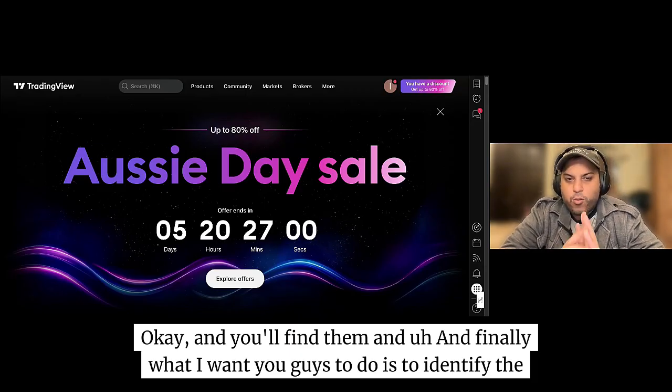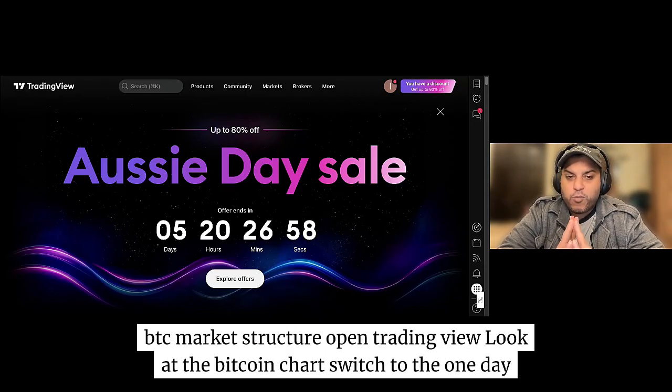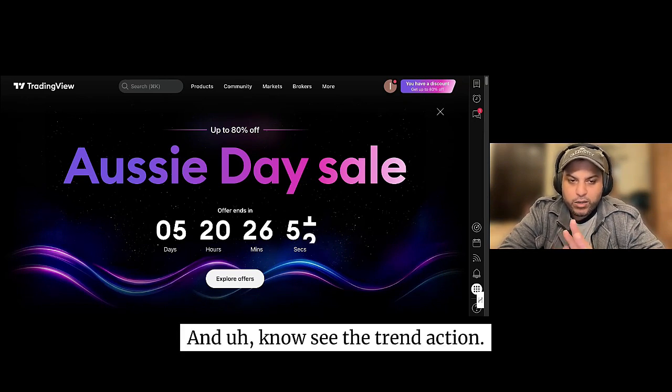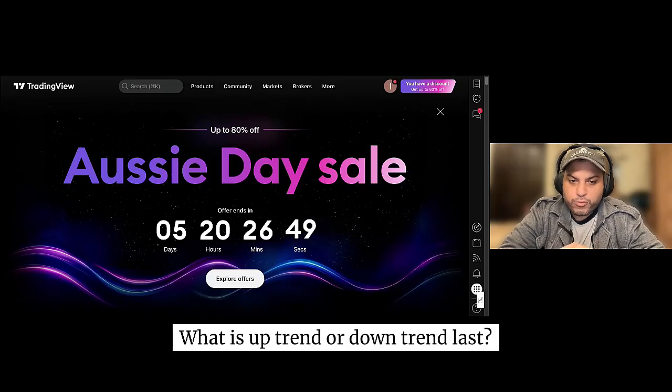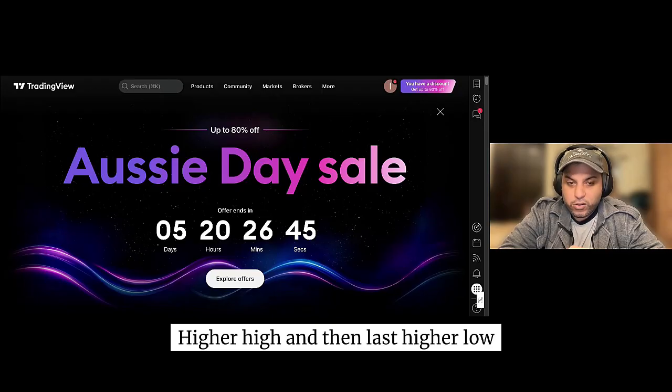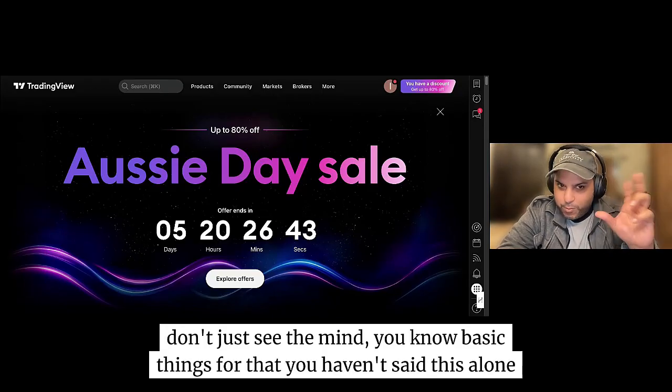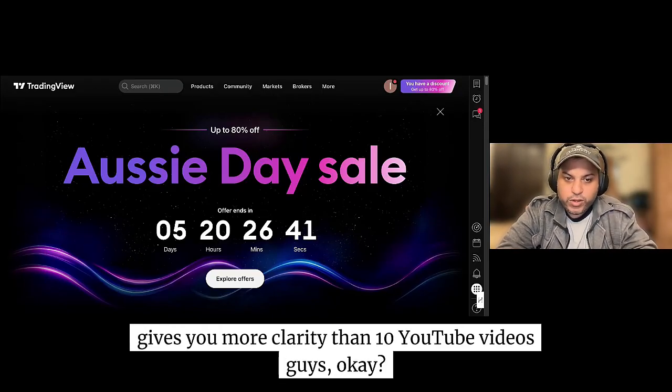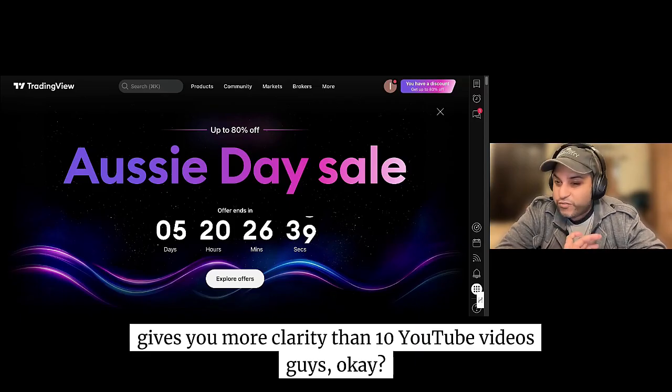And finally, what I want you guys to do is to identify the BTC market structure, open TradingView, look at the Bitcoin chart, switch to the 1-day time frame, right? And see the trend direction, whether it is uptrend or downtrend, last higher high and then last higher low. Have an understanding. Just see the basic things. This alone gives you more clarity than 10 YouTube videos, guys.